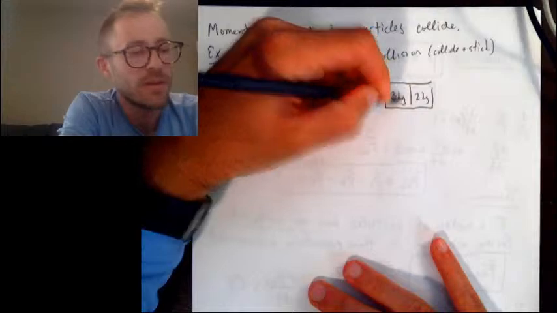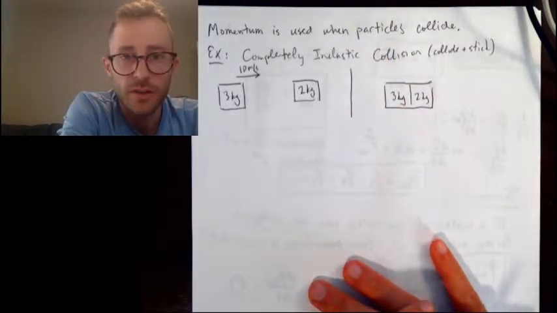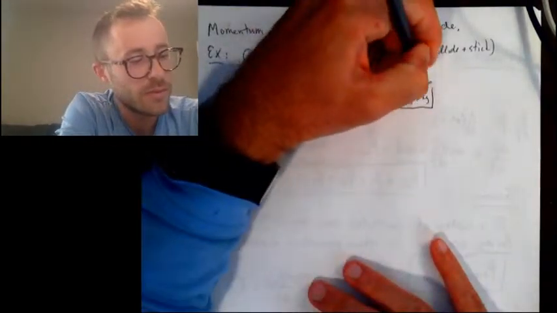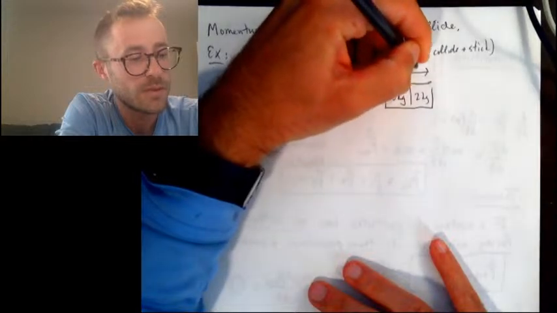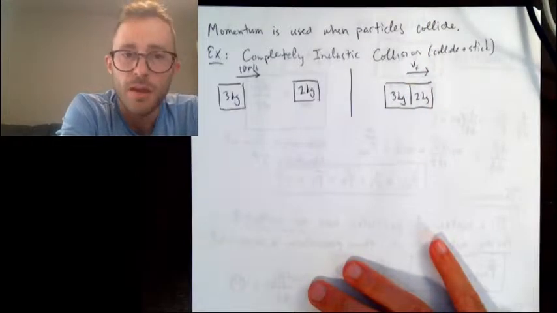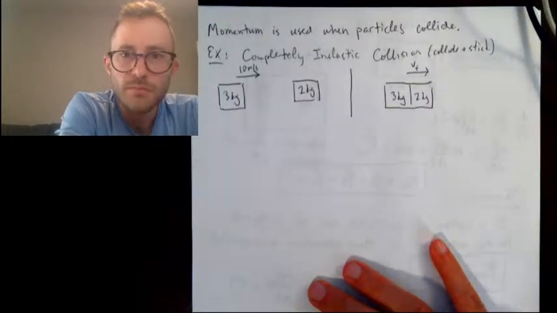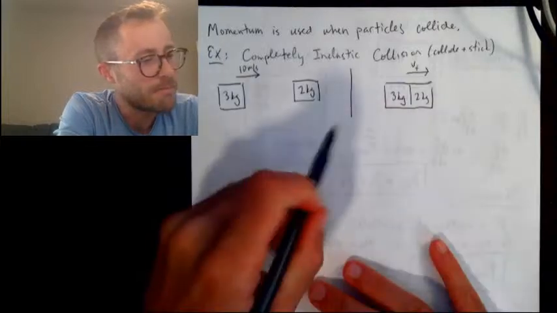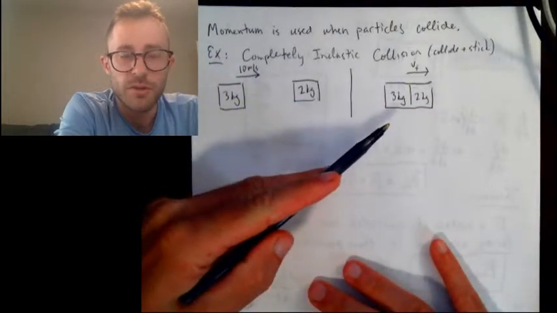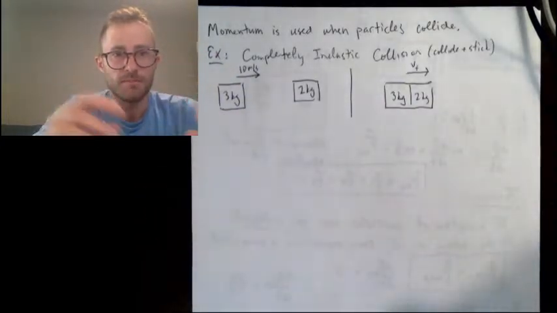Because they're stuck together, they're going to have the same velocity. I'll call that V sub F. If they had different velocities, they would be slowly drifting apart.